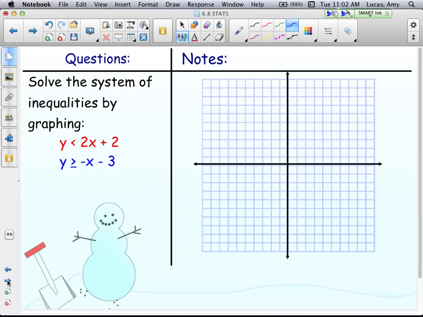Okay, now we have a system. So we're going to graph and shade 2 of them. And the region that's shaded by both of them is going to be our solution set. So my red inequality has a y-intercept of 2, and then it also has a slope of 2. So up 2 over 1. Looking at the symbol, it would be a dashed line. So I need to go with a dashed line because it's just a less than symbol.